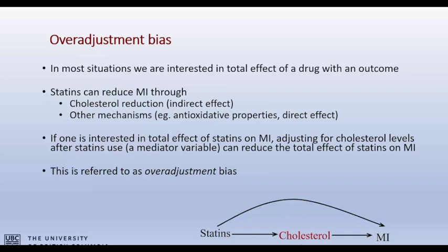So let's talk about overadjustment bias. We saw earlier the structure of a mediator. Let's talk again about the question of statins and MI. We know statins lower the risk of MIs or heart attacks, and they can do this through cholesterol reduction, which we call the indirect effect. But statins can also lower heart attacks through non-cholesterol lowering mechanisms, antioxidative properties or potentially other properties, and we call that the direct effect.